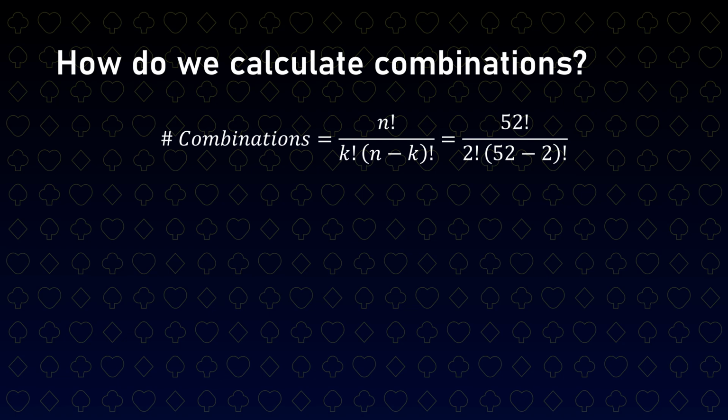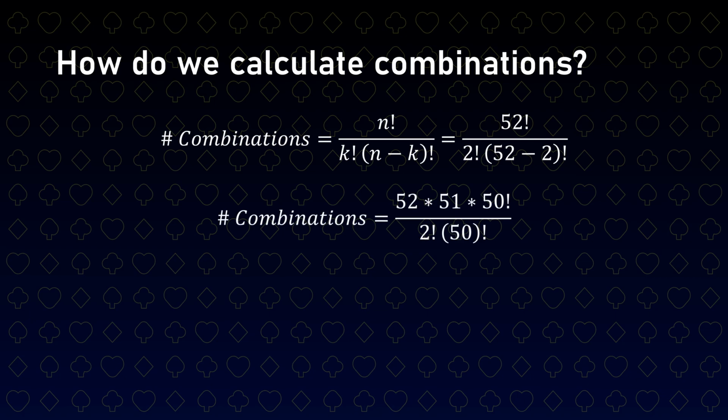As we know, there are 52 playing cards in the deck. Of these we are dealt 2. This means n equals 52 and k equals 2. From there we can now simplify the equation by expanding the factorial and cancelling the 50 factorial, as 50 factorial divided by 50 factorial equals 1.